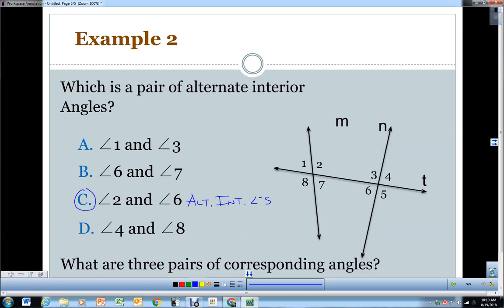So let's see, what is angle 1 and 3? 1 and 3 is going to be corresponding angles. So there's corresponding angles. That's kind of our abbreviation, CORR. 6 and 7, they're on the same side of the transversal. They're both on the inside, so this is same side interior. Okay, and then 4 and 8. 4 and 8 are on the alternate sides of the transversal. They're both on the outside, so this is alternate exterior angles.